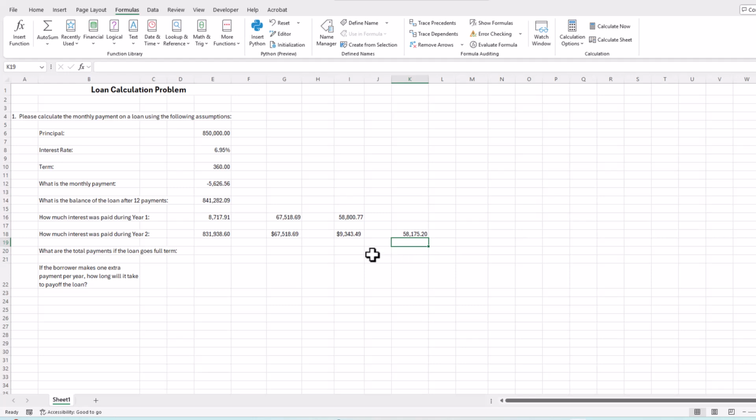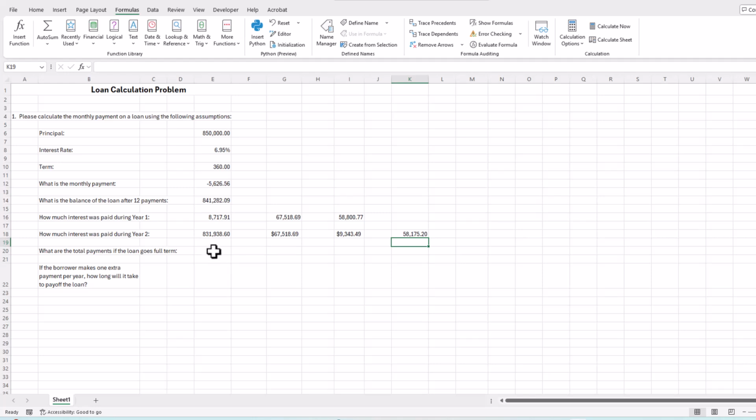And again, from this point on, remember the principal paydown is equal to the balance of the loan at the beginning of the year and the balance at the end of the year. The difference between those two is the principal paydown. I subtract that from the total payments and you're home.